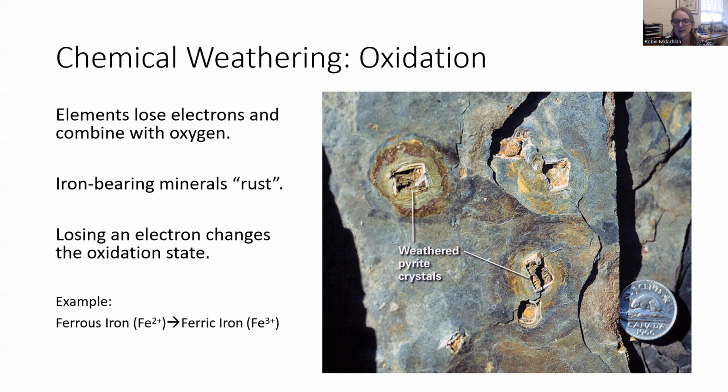So in this image, you can see the pyrite crystals that have iron inside of them. It's an iron sulfide. And when that iron is oxidized, meaning it's bonded to oxygen and it loses an electron, then the pyrite starts to rust. And you can see those rusty weathering rings around each of these pyrite crystals.